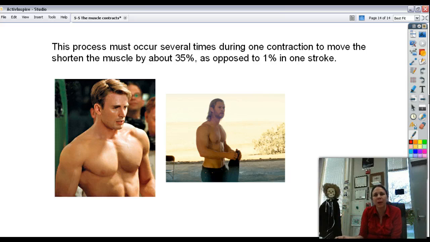And so I figured, what's better than looking at a short contracted muscle than to look at that contracted muscle right there, and that contracted muscle right there, and that one, and that one, and that one.